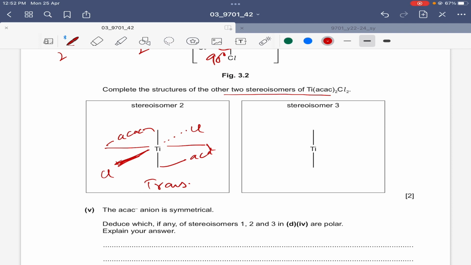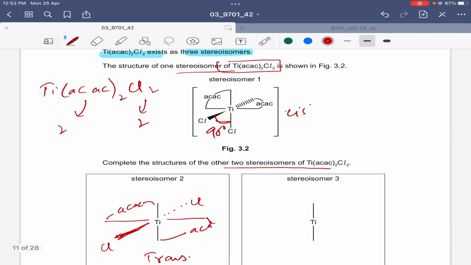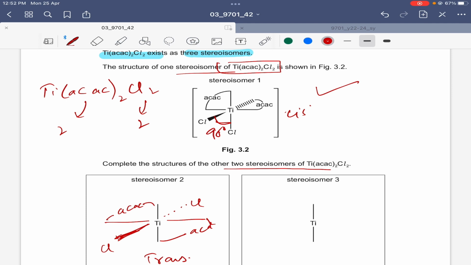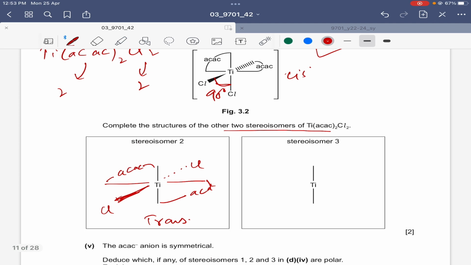And now we have to draw the optical isomer with respect to this structure. So an optical isomer means two non-superimposable mirror images, right? So two non-superimposable mirror images would be, we would shift the dotted line here and the wedge would be shifted here. So now we have Cl on this side and Cl on this side.